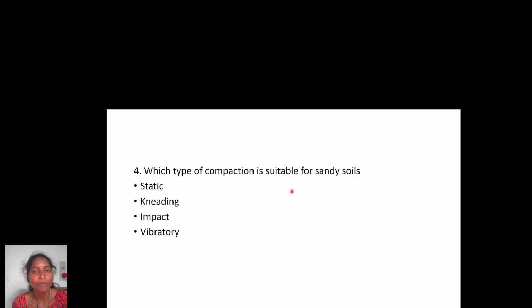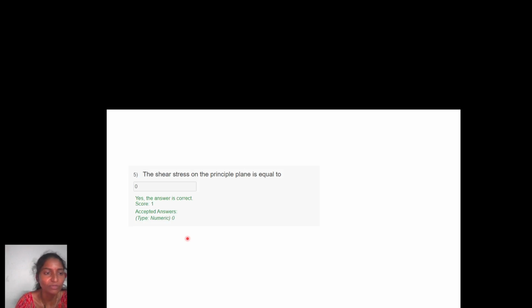Which type of compaction is suitable for sandy soils? Sandy soils actually have lesser cohesion, as we already know. So we need to give vibration so that they would be compacted well. So out of the four options, vibratory compaction would be more suitable for sandy soils. The shear stress on principal plane is. This is also a very easy question. Principal plane usually is the plane where there is no shear stress. So that would be 0.